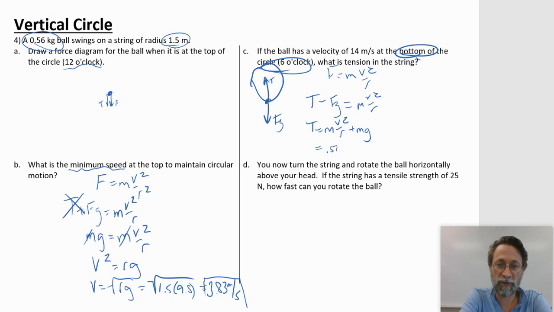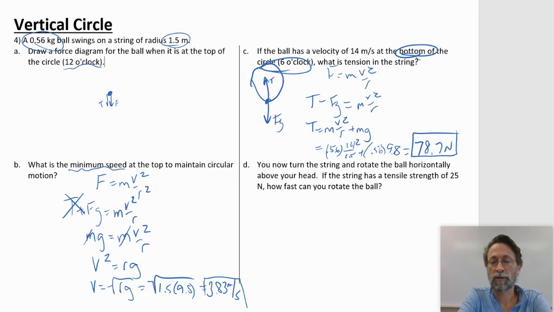So 0.56 times a velocity that is 14, so velocity squared, divided by the radius, 1.5, plus 0.56 times 9.8. And then put that in your calculator, and you should end up with a tension of 78.7 newtons. So that's how much the tensile strength of the string has to be, otherwise the string is going to snap. If we have a 100 newton tensile strength string, then the string won't have an issue.